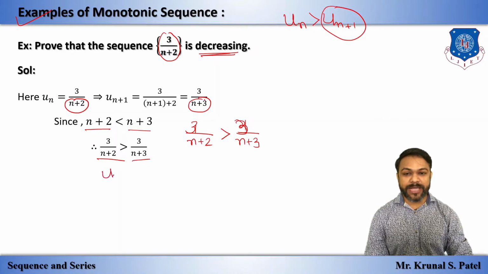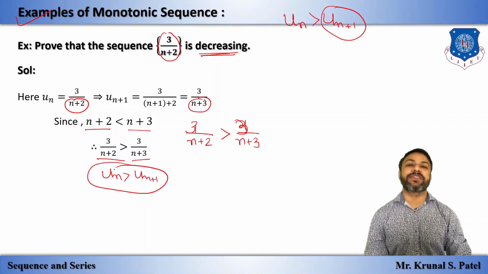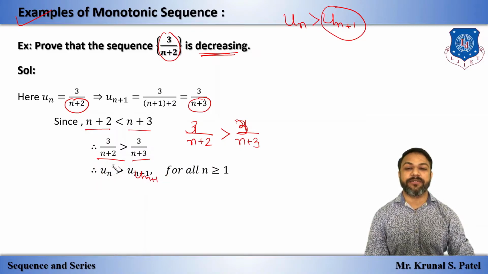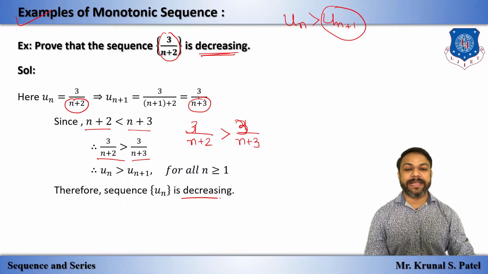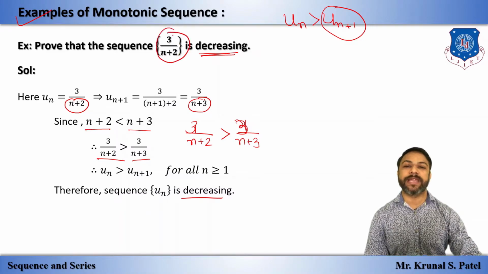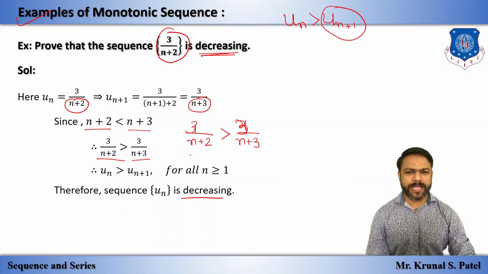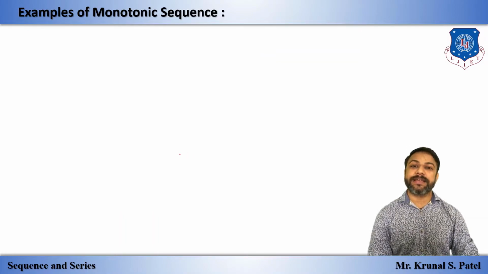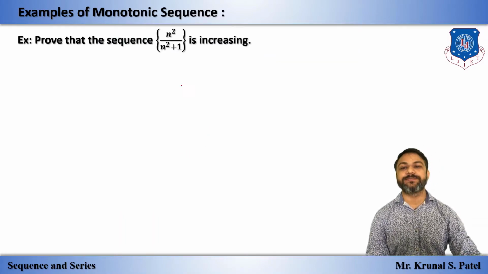That means un is greater than un plus 1, and by definition we can say that for all n, the given sequence is decreasing. That means the given sequence is monotonic. Okay, we can say that. So let's understand with one more example.